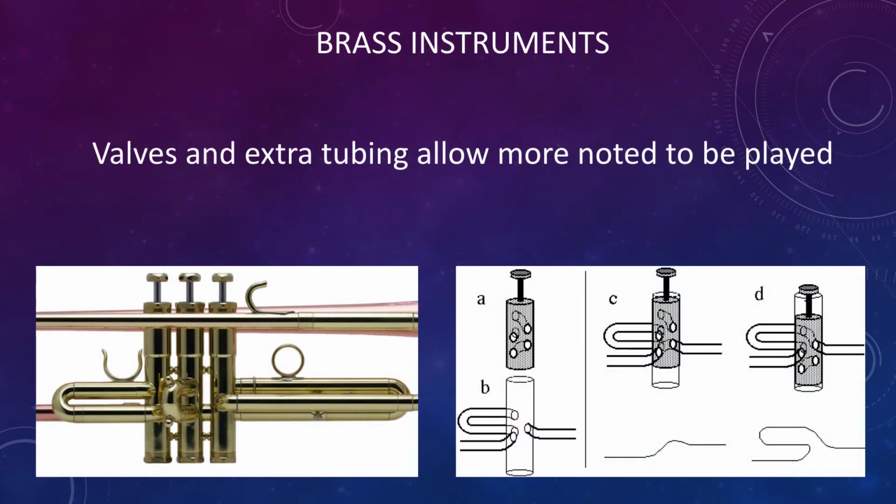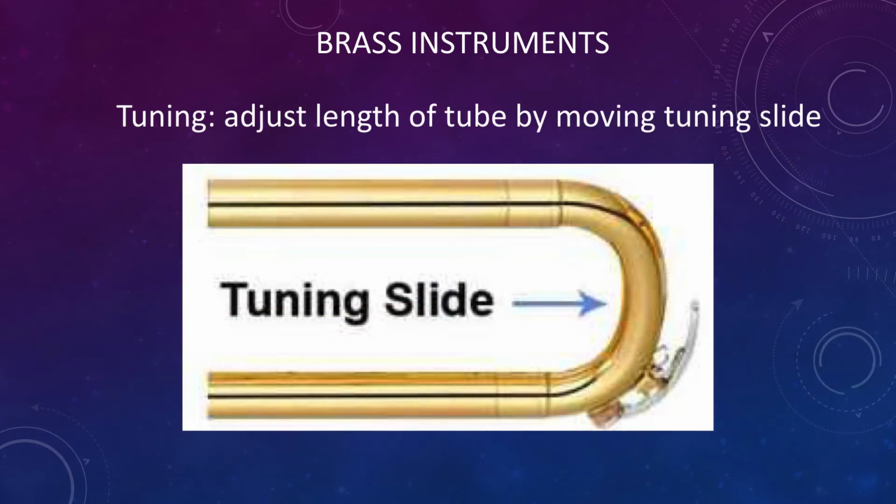In order to play the notes in between the notes of the harmonic series, you need to change the length of the tubing. This is accomplished by adding extra tubing and valves, which close off and open the different sections of tubing. Also, all brass instruments have a section of tubing called a tuning slide. It slides in and out slightly so that instruments can adjust their pitch to a tuning note.